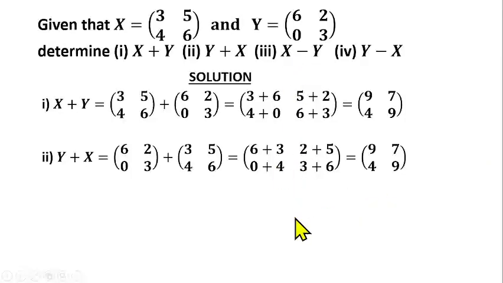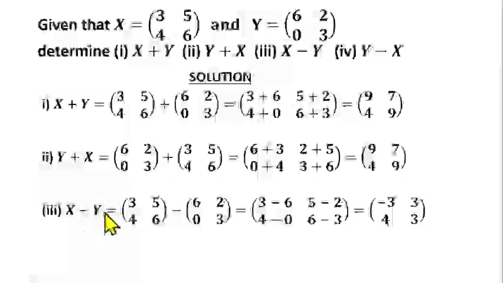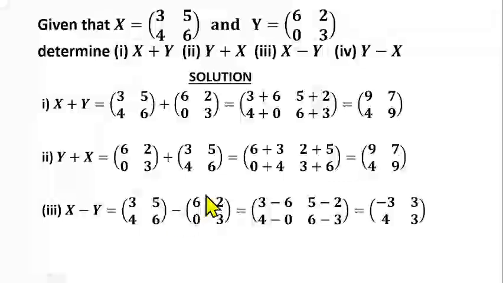So let's talk about the subtraction part of it. X minus y. So this is matrix x, rather, minus matrix y. How do we subtract? The same way: we have 3 minus 6 here, 5 minus 2, we have this here, 4 minus 0, which is this, 6 minus 3, which is this. Then you simplify. What is 3 minus 6? That gives us minus 3. 5 minus 2 is 3. 4 minus 0 is 4. Then 6 minus 3 is 3. Which also gives us another 2 by 2 matrix.